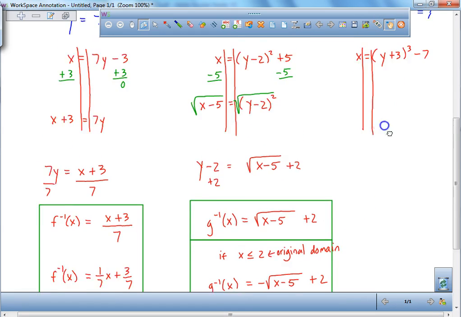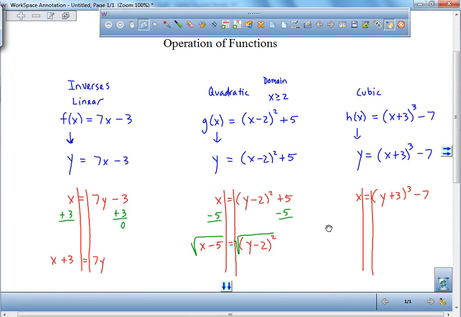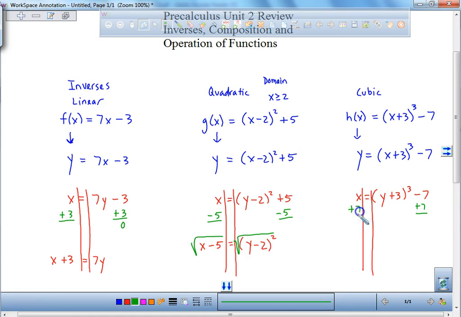So our final one right here is dealing with a cubic function. We're going to do the same process here. We're just going to be solving for our new y value. So we're just going to add 7 to this side, add 7 to this side. We are left with x plus 7 equals (y plus 3) cubed.